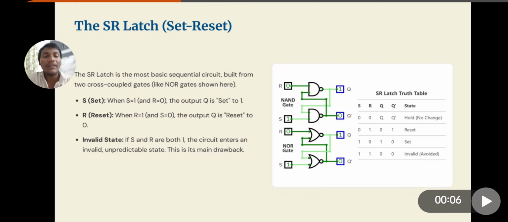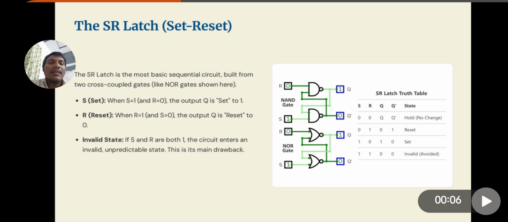So we can look at the different types of latches. We can see the SR latch. SR stands for set reset. The SR latch is the most basic circuit, built from two cross-coupled gates like NOR gates, as shown here. When S is 1 and R is 0, the output Q is set to 1. When R is 1 and S is 0, Q is reset to 0.